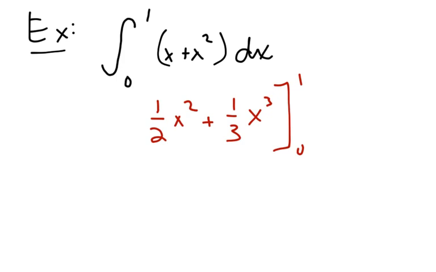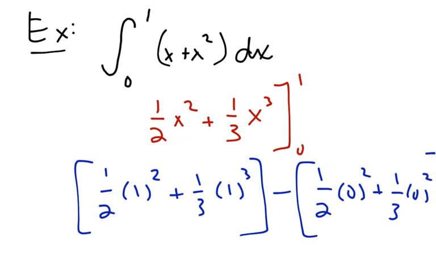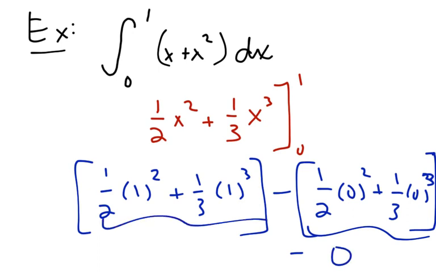The fundamental theorem of calculus says plug in the top number first, and you're going to get an answer, and then you're going to subtract from that the answer you get when you plug in the bottom number. Well, I picked a relatively simple one here because this is just going to be 0. This side is going to end up being 1/2 plus 1/3, which is 5 over 6. So the answer is 5 over 6. So the area under the curve of x plus x squared from 0 to 1 is 5 over 6. And that is the semester 2 review.